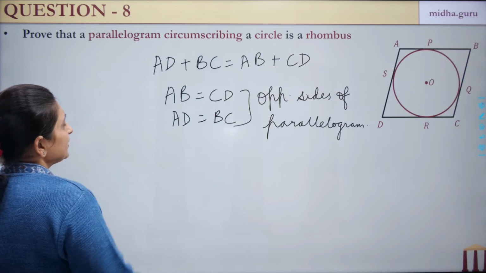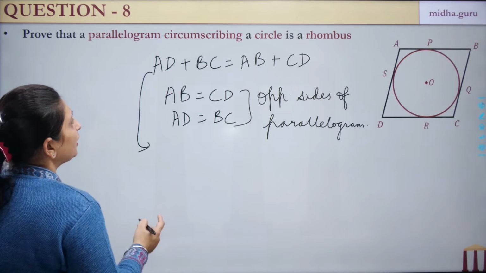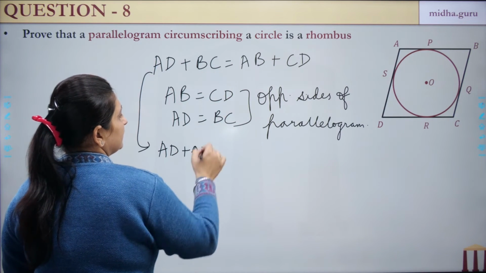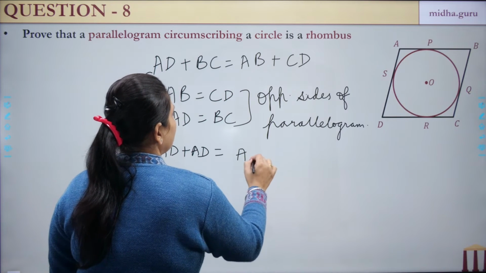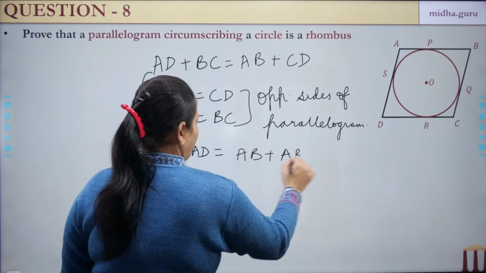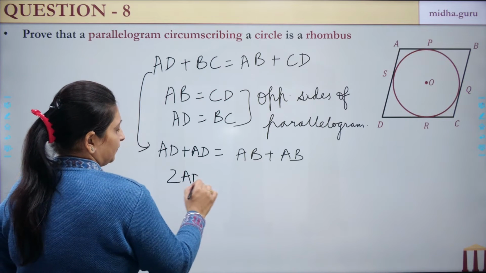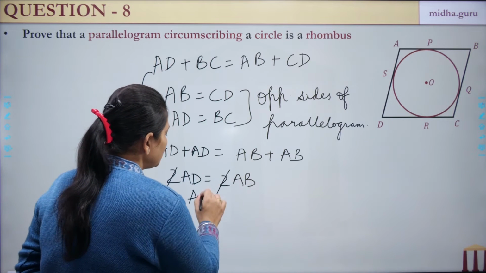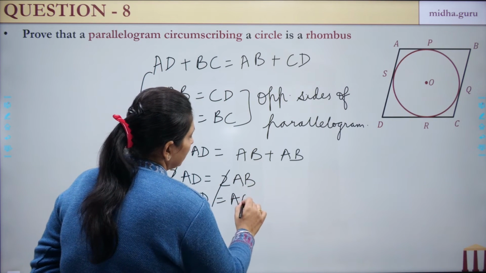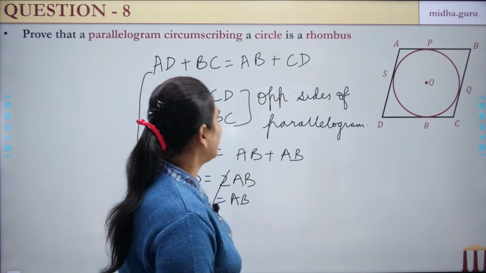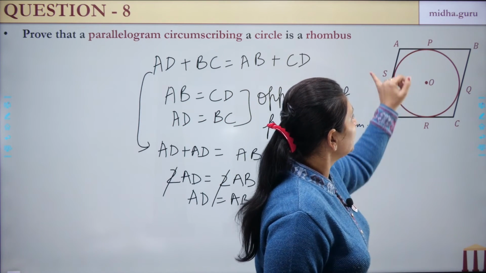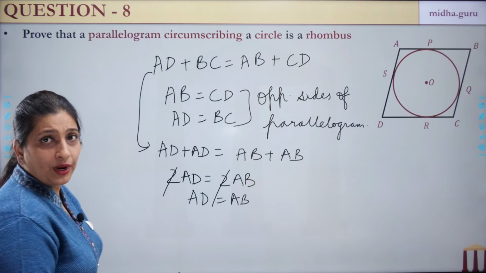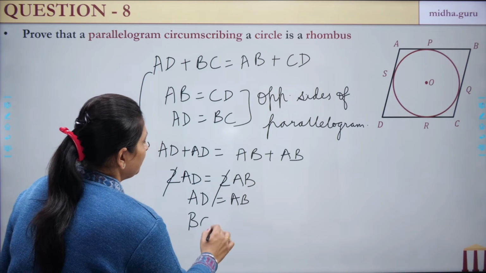Now, if AB is equal to CD, in this question we can write AD plus AD, as BC is equal to AD, and we can write AB plus AB. So we have got 2 times AD is equal to 2 times AB. That means 2 and 2 cancel out. So we got AD is equal to AB. What did we get? AD is equal to AB. We have proved this. Now, AD is equal to BC.